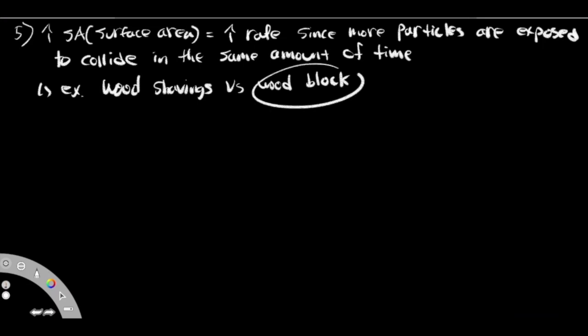Whereas with the wood block, they're all kind of compact within one another. There's less surface area. There's going to be more volume, but less surface area. So it's going to be a lot more difficult for a lot of collisions to happen at the same time with the ignition of the fire. Another example would be a sugar cube in water.